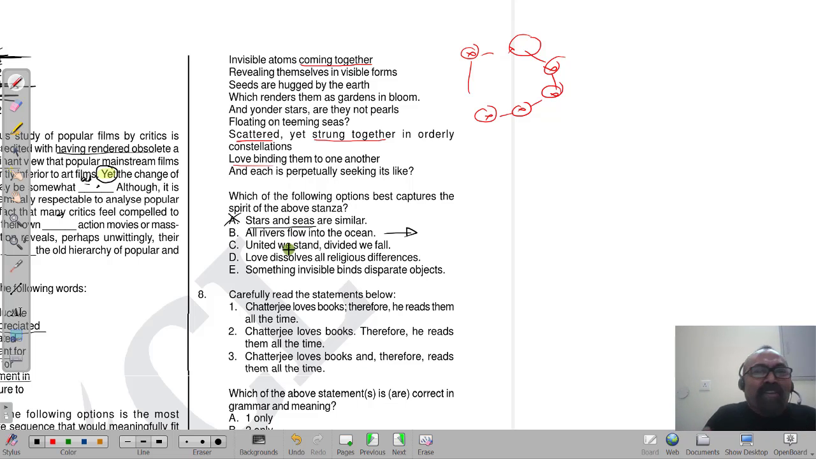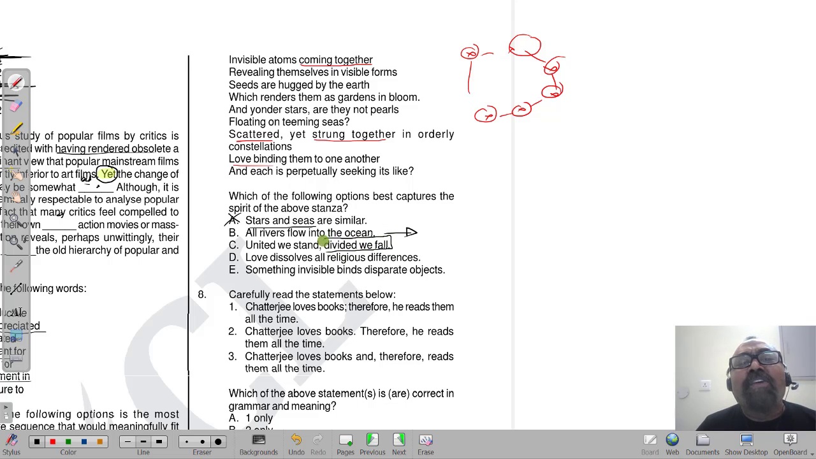And these are not even the same ocean. Some rivers flow into that ocean. You go to this ocean, you go there. Hey, you don't come here. You go to that ocean. No. See, united we stand, divided we fall. So, okay, this one is divided we fall.